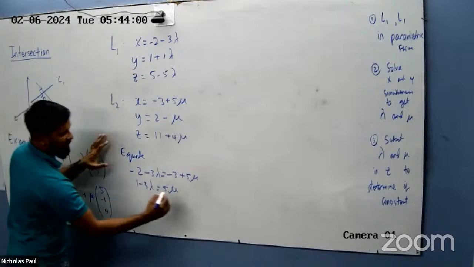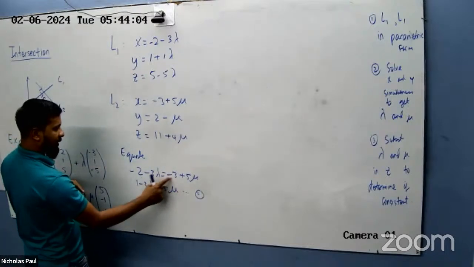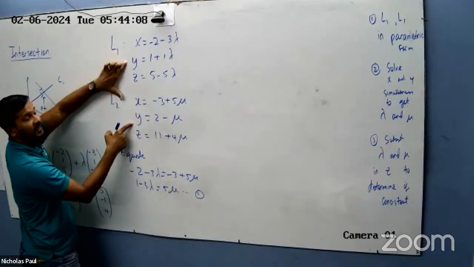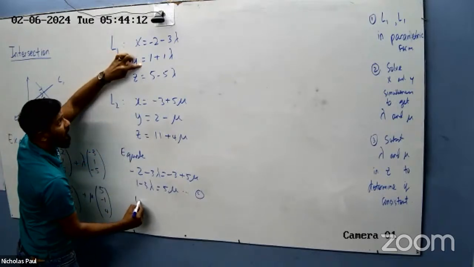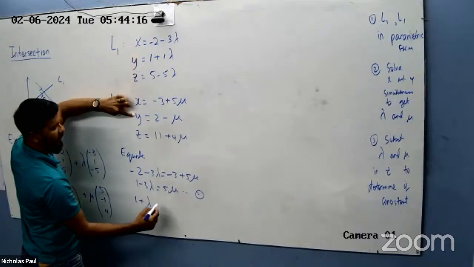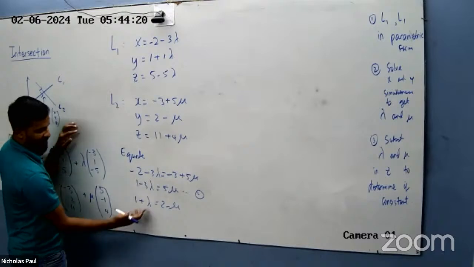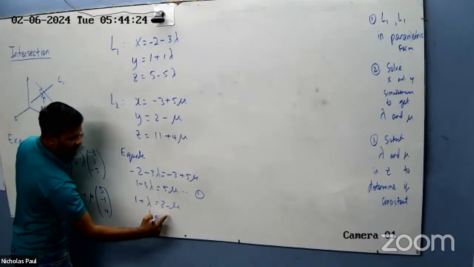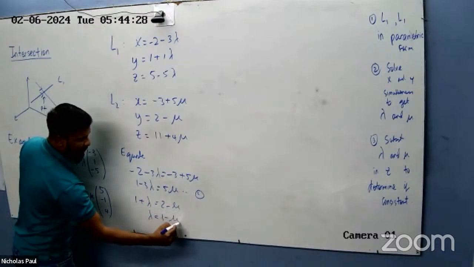All right, let's check the next one out. Right, so leaving it like this. Next, I'm going to equate the y's now. So 1 plus lambda is equal to 2 minus mu. So this is much easier to make lambda the subject, right? So lambda is equal to carry across the 1, and you'll get 1 minus mu.